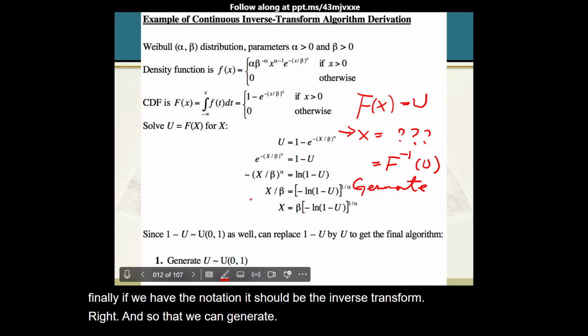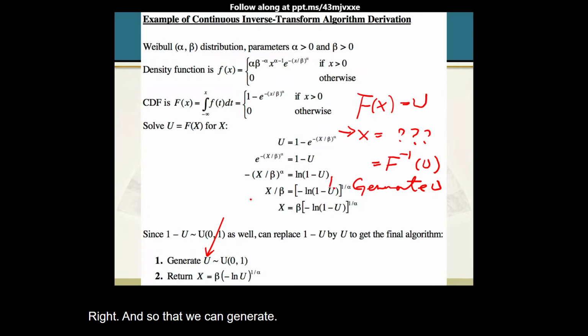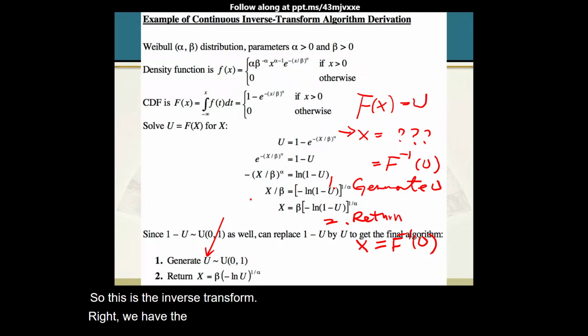And so that we can generate by generate u, step 1, and step 2, return x equal to this. So this is the inverse transform, right? We have the products for exponential. Am I right? Exponential.